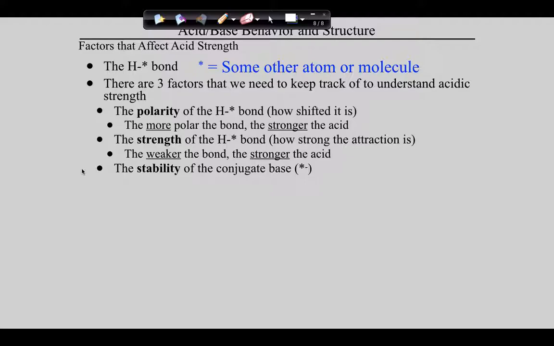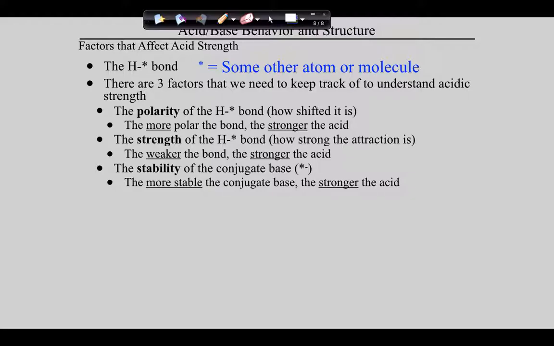So guys, stability of the conjugate base. And remember, conjugate bases like acetate ion would be CH3COO minus, because remember when you lose the hydrogen, the conjugate base takes on a negative charge. But guys, the relationship is this. The more stable the conjugate base is, the stronger the acid.